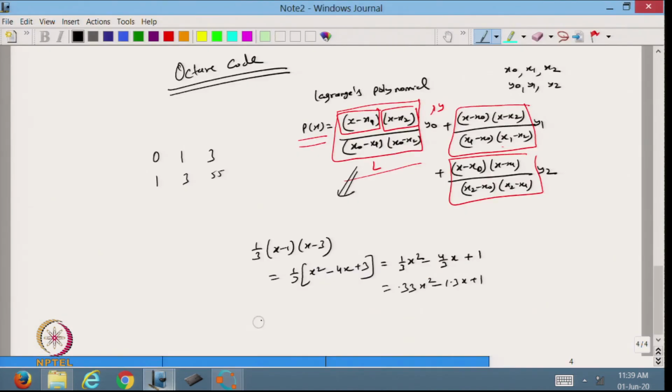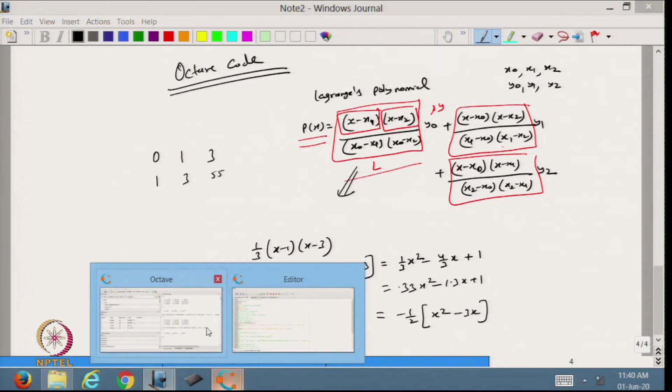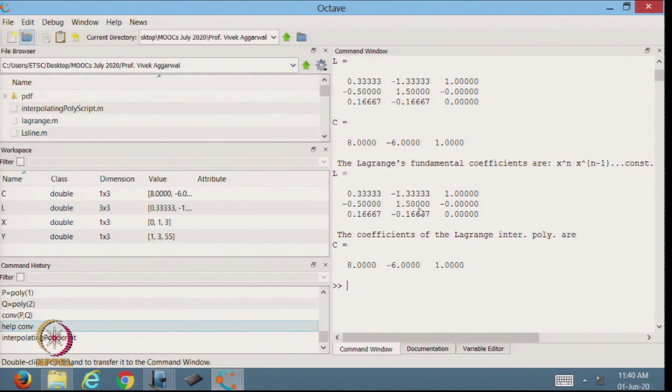The second one, from here I am getting minus 1 by 2, x minus 0 and x minus 3. So, from here it is half x square minus 3x. So, the coefficients are minus 0.5 and 1.5, and the other value 0. So, similarly I get this one.